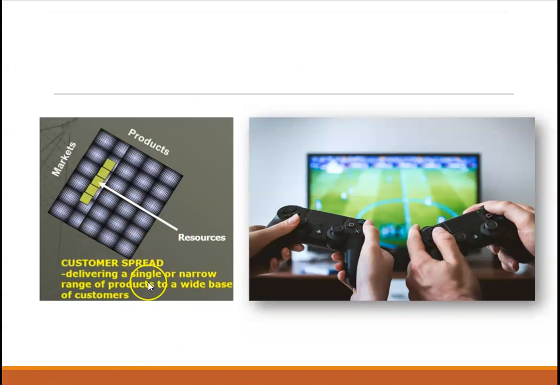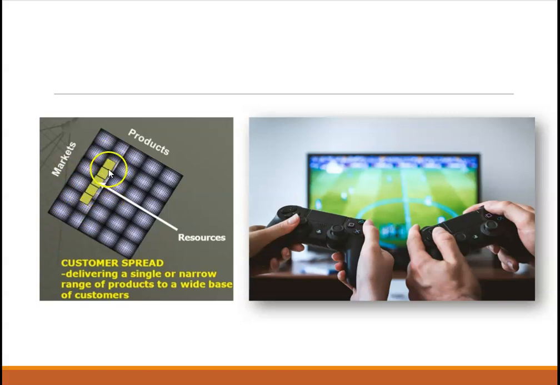Another example of how a venture can position themselves in the marketplace, right, by putting all the resources it has into this type of generic strategies. We call it a customer spread. So the customer spread approach is when a venture delivers a single or narrow range of products to a wide base of customers. So you see here in the diagram, single product, right, but to a wide base of customers, right?